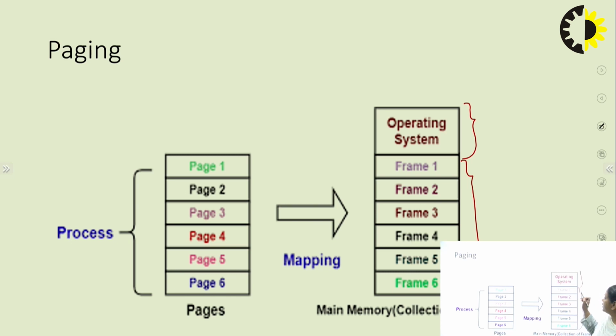The main thing is the size of the frame and page will be the same, so that one page can come into one frame of the main memory. This is the concept of paging. So when we divide a process into pages, we need a memory management unit to convert the address of the pages to frames. Then we have two different types of addresses: logical address and physical address.